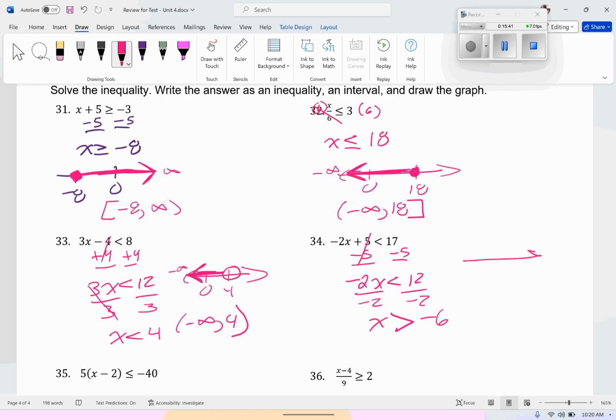Let's make the number line first. I have negative 6 here. I have 0 here. It's an open dot at negative 6. Arrow points the direction we shade. That's pointing to infinity. So the interval notation is going to be a parenthesis at negative 6 because I don't have a solid dot. I don't have an equal sign, to infinity.